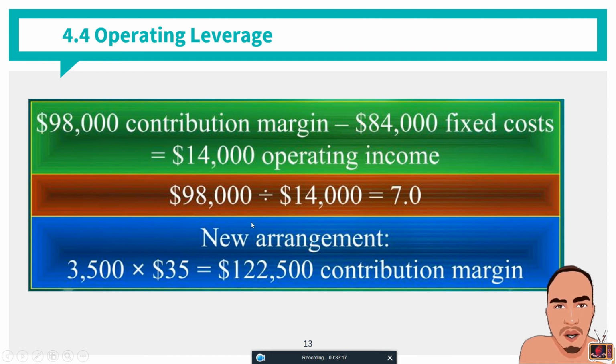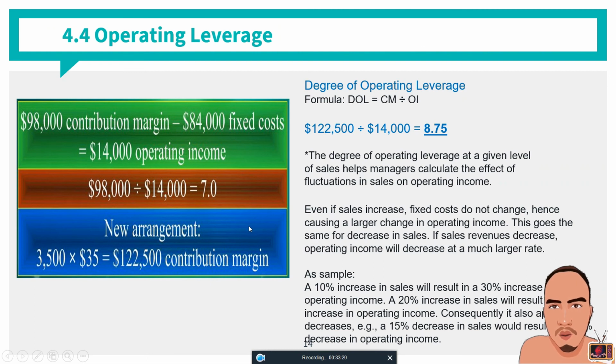On the degree of operating leverage, the formula is DOL equals contribution margin divided by operating income. So with the new setup, 122,500 divided by the 14,000 operating income, the degree of operating leverage is 8.75. The degree of operating leverage at a given level of sales helps managers calculate the effect of fluctuation in sales on operating income.